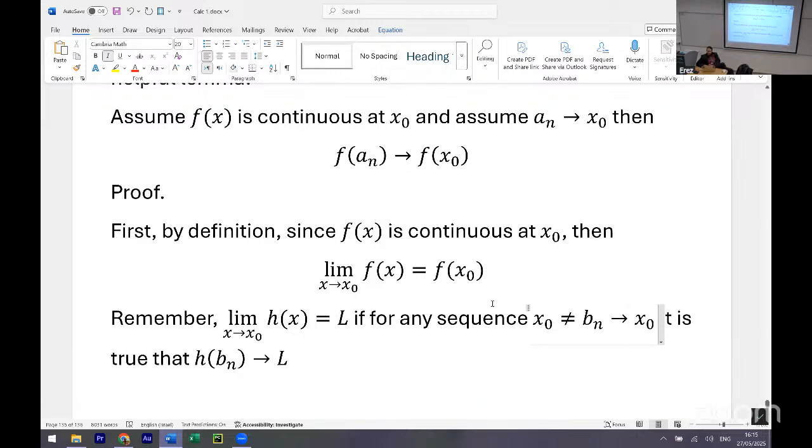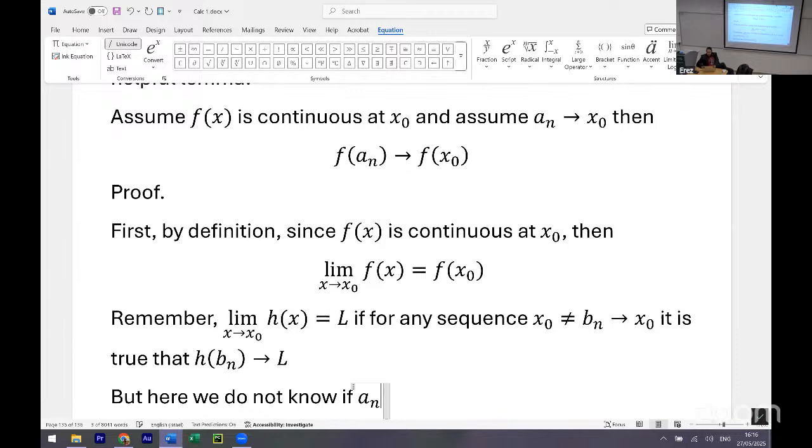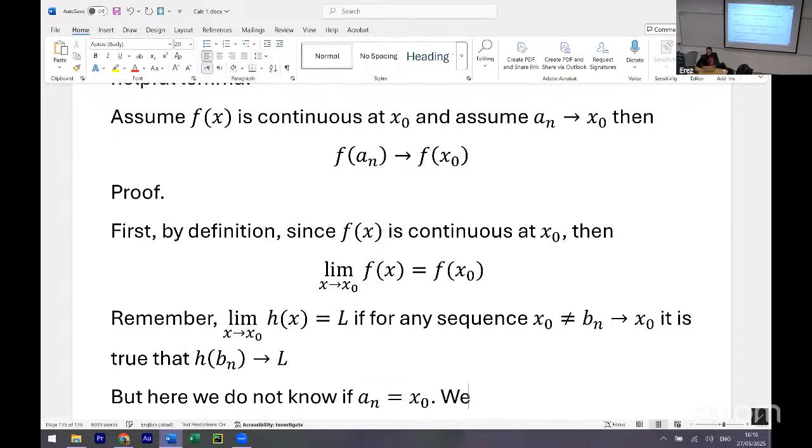But Bn is not supposed to touch the actual point. And the reason that continuity fixes that is, when it's continuous, it doesn't matter if you reach the actual points, everything works fine. And the question is, how do we say that? But here we do not know if a_n equals x0.